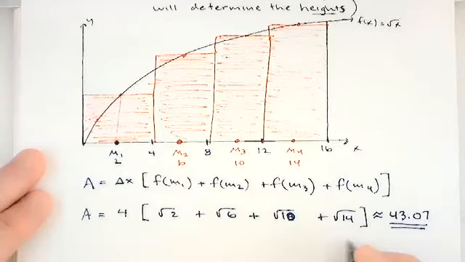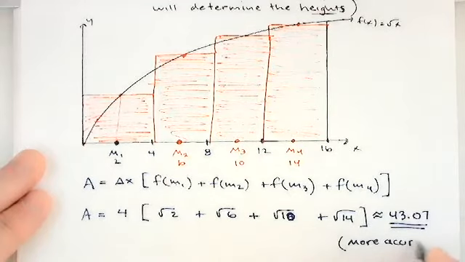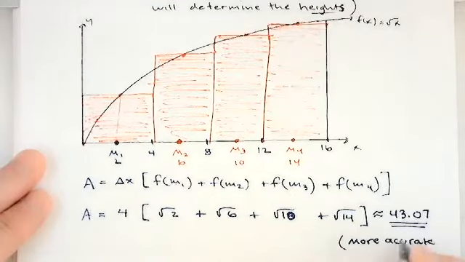And to be clear here, this is definitely more accurate, but it is not the exact area. More accurate. I think accurate has two C's. Sneak another one in there, but not exact.